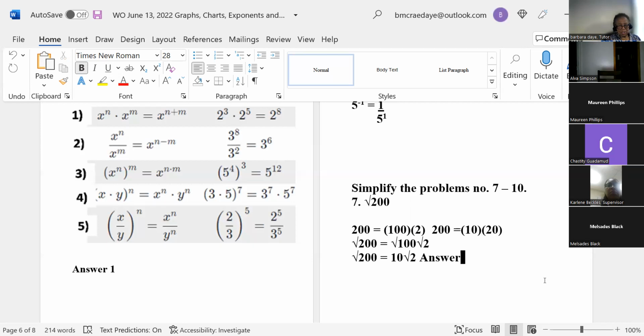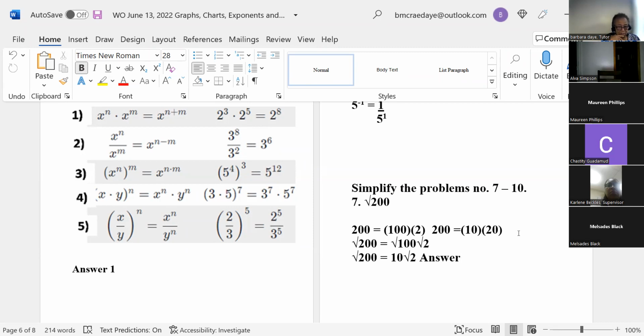Any questions? Maureen, did you get that one? Yeah. Okay. Because once you factor the 200 into 100 and 2, you say the 100 is a perfect square. So I can factor the square root of 200 into the square root of 100 times the square root of 2. You want to try to get a perfect square root, so you can get that square root and then simplify your number.